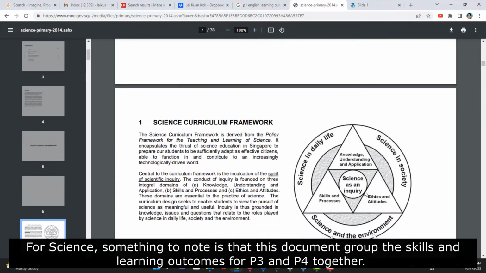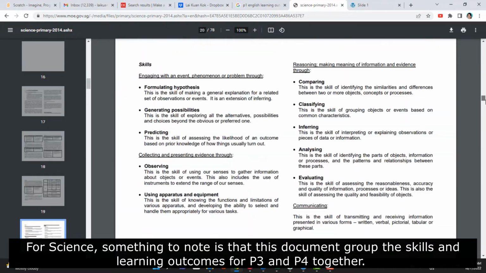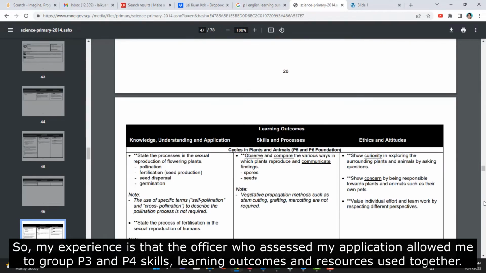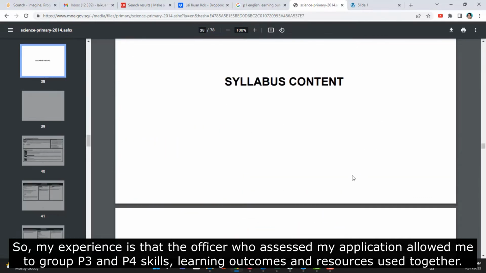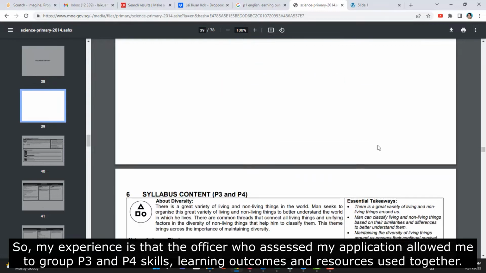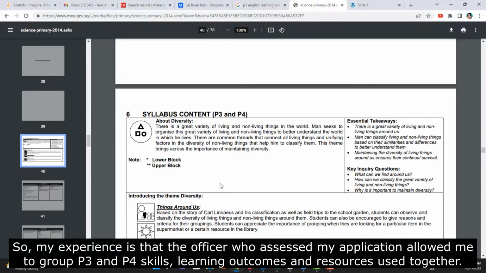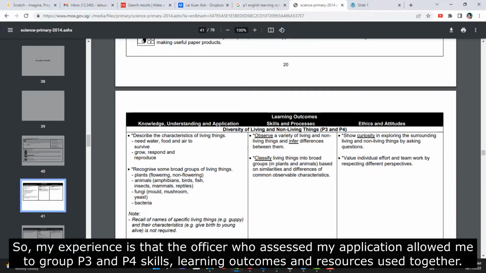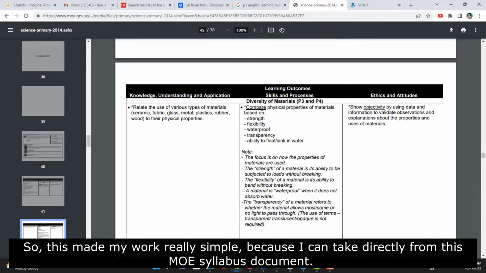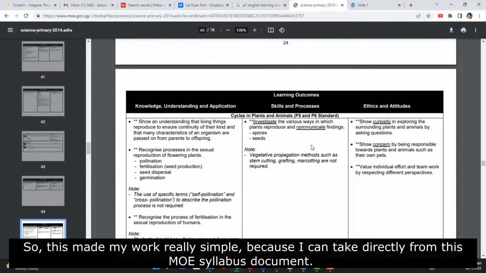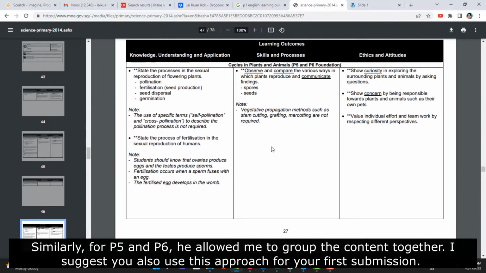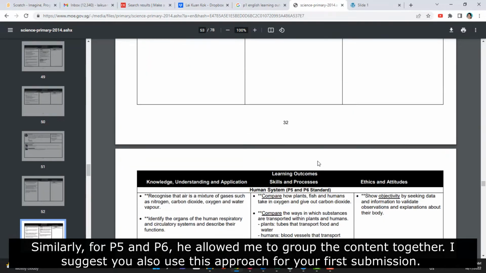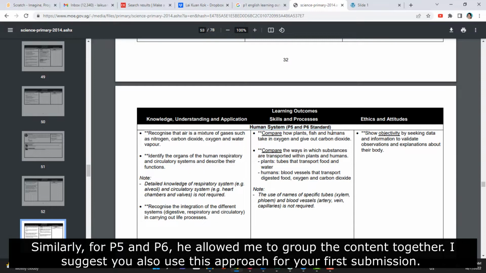For science, something to note is that the learning outcomes is quite similar for primary 3 and 4. So my experience is that the officer in charge of assessing my application allowed me to group the primary 3 and primary 4 learning outcomes, areas to be covered, and the resources I used together. So it's actually made my work very, very simple, because you can take directly from this MOE website syllabus, right? Similarly for primary 5 and primary 6, he allowed me to group them together. I suggest you also do this method as your first submission first, unless they ask you to split it, then at least you can go with this simple approach.